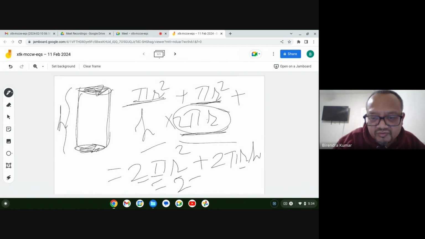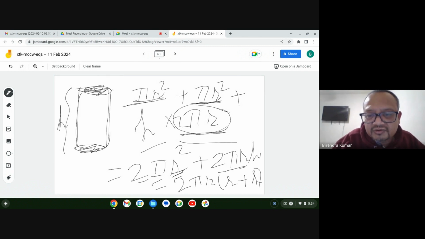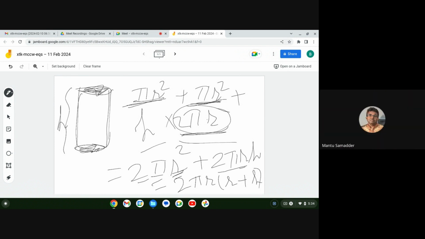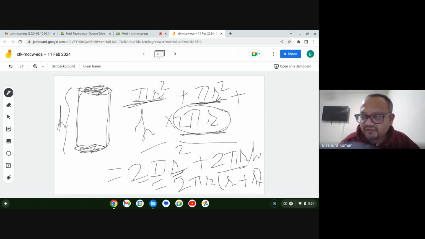So if you take 2 pi r common, you get an r extra here, plus here when you take these three out, you get an h extra here. So 2 pi r into r plus h. That is the formula for the surface area of a cylinder. If you want to remember it, up to you. Otherwise, you remember the concept. How did we derive it? Then you'll be able to play with it.